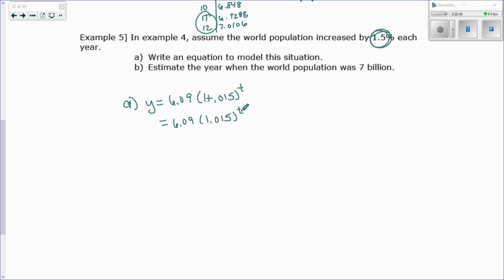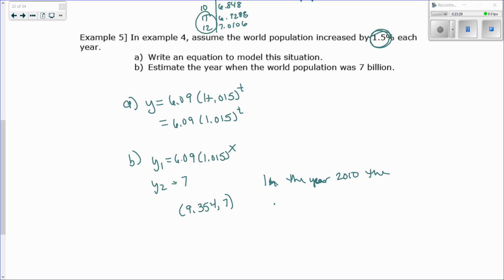And again, we want to estimate when the population was 7 billion. So in y1, put 6.09 times 1.015 to the x, and in y2, put 7, and the point of intersection is 9.3547, so that would be in the year 2010, the population would be 7 billion. All right.